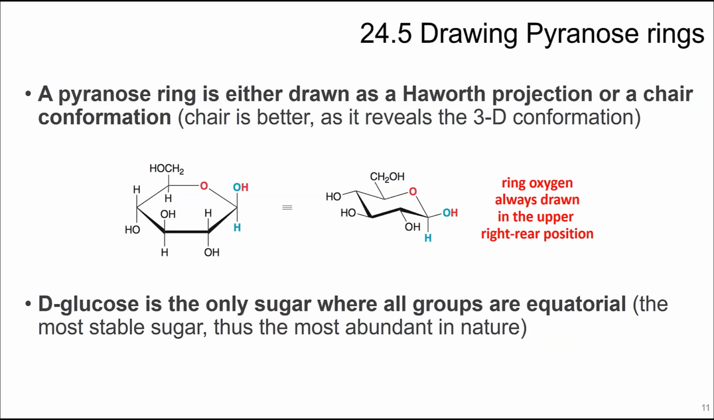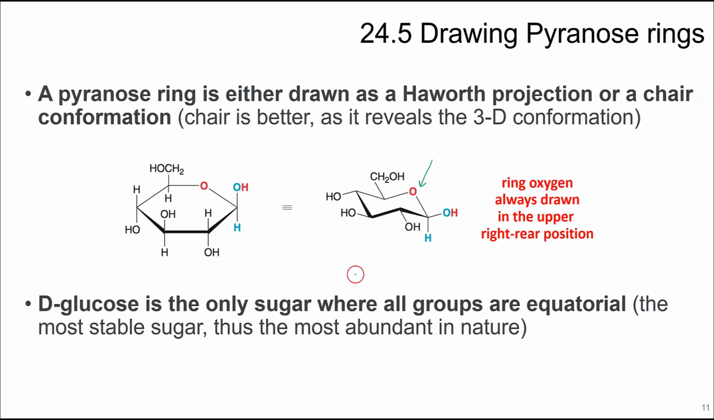Okay, a pyranose ring is either drawn as a Haworth projection or a chair conformation. And the chemists tend to like chair structures better, just because we like to draw chairs, apparently. And it reveals the 3D conformation. In the chair conformations, the ring is always going to be in the upper part of the right rear position. D-glucose is the only sugar where all groups are equatorial. It's the most stable sugar and thus the most abundant in nature. So from the Haworth projection, we can't see that they're all equatorial or how stable they are, but when we put them in the chair conformation, we can see that.